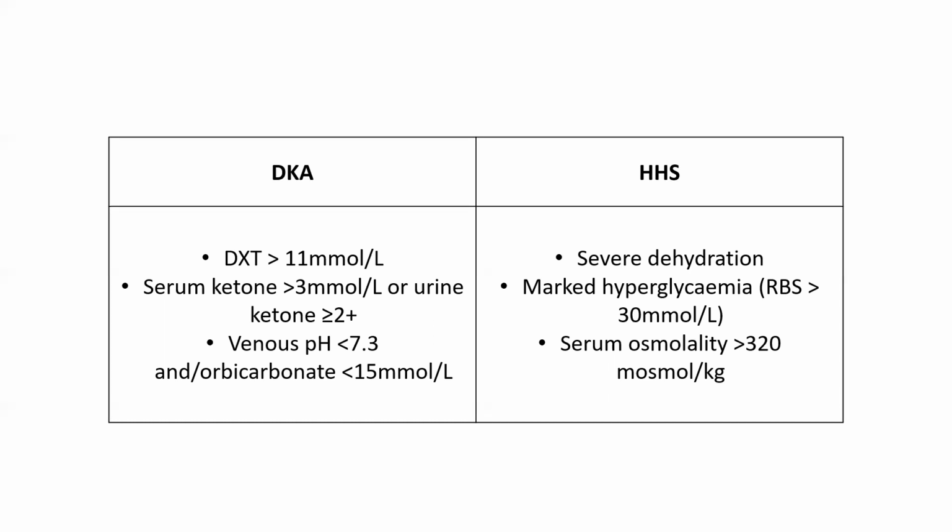Another difference will be DKA will usually be presented in patients with type 1 DM, younger patients. Usually, most of the time, this is their first presentation of DM. But it doesn't mean that patients with type 2 DM will not present with DKA as well. HHS is more widely seen in older patients with long-standing type 2 diabetes mellitus. That will be another point to differentiate DKA and HHS.